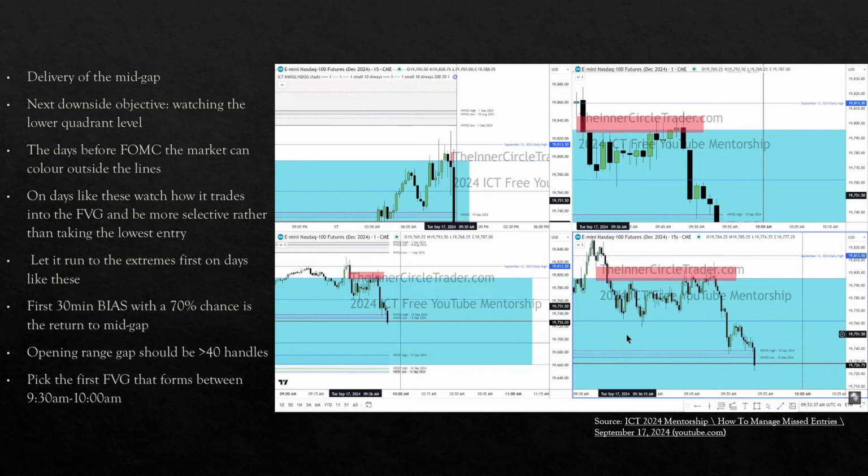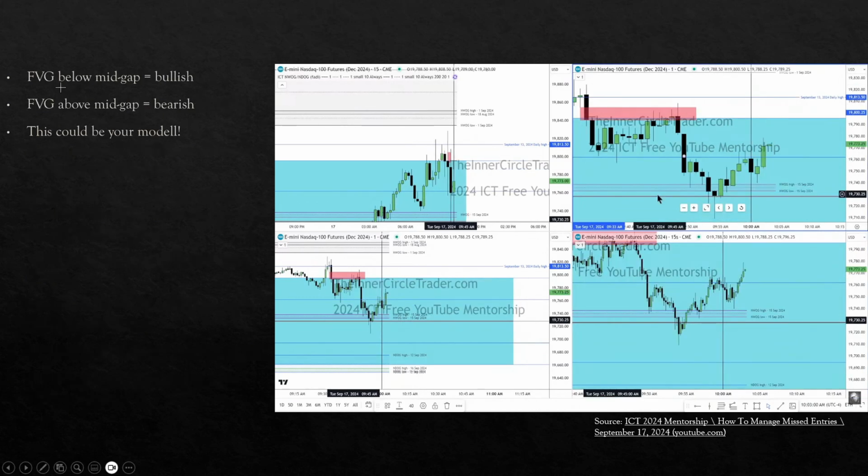So the first 30-minute bias with a 70% chance is the return to the mid gap. There's a rule for that. The opening range gap should be over 40 handles. In this case, we had more than 40 handles. You can go back to the charts and measure it yourself. Then pick the first fair value gap that forms between 9:30 and 10 a.m.